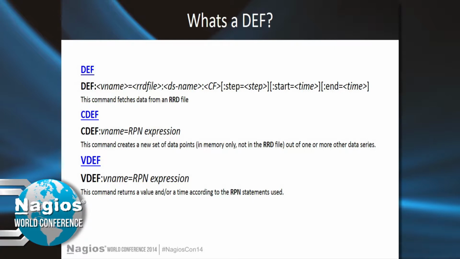Following that is a CDEF. A CDEF is a def that is built in memory, and typically it's based off some calculation, some reverse Polish notation calculation. And then down here we also have a VDEF. A VDEF is more of a value. It's a single point. It has a piece of data. It also has a time associated with it. But you can think of it just basically as a number.